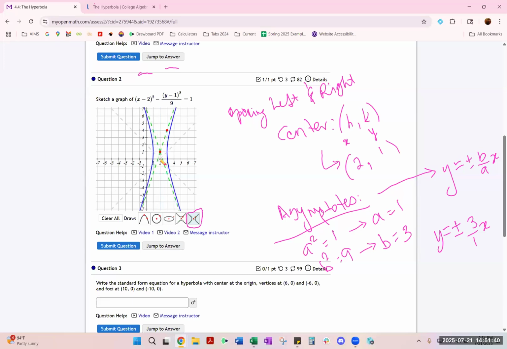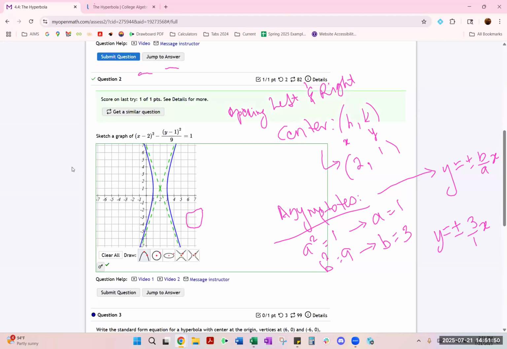And you can see again, that's all the information you need. We've got our asymptotes, and we've got the branches of our hyperbola opening left and right. So once again, let's go ahead and check our answer. And look at that, again we got 1 out of 1. So that tells us we did this graph correctly.